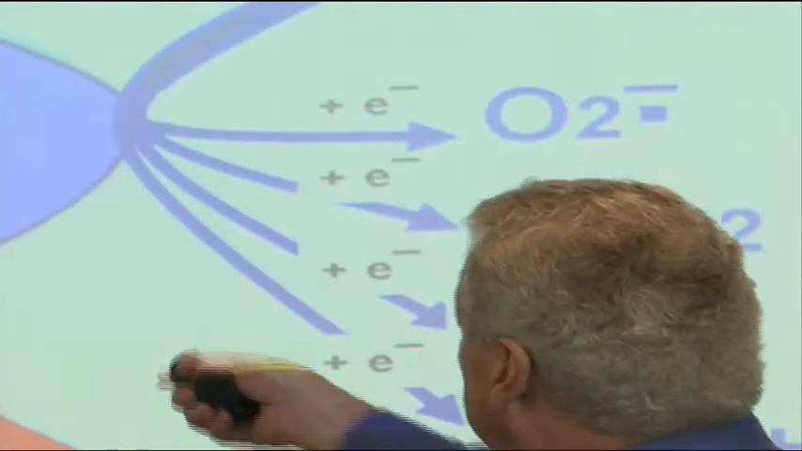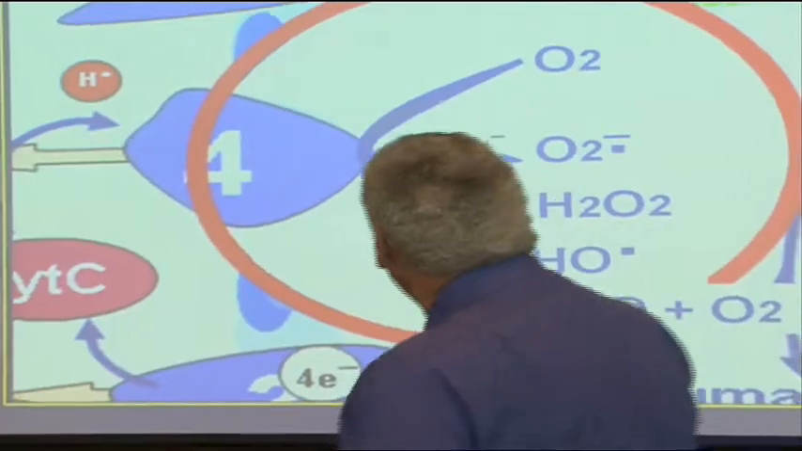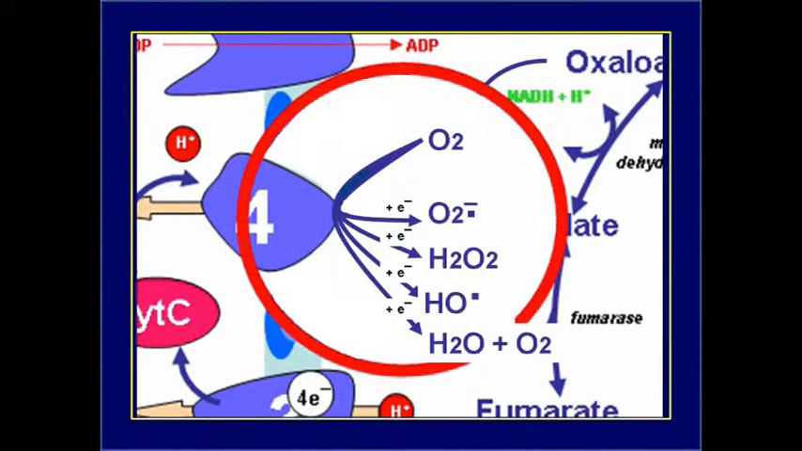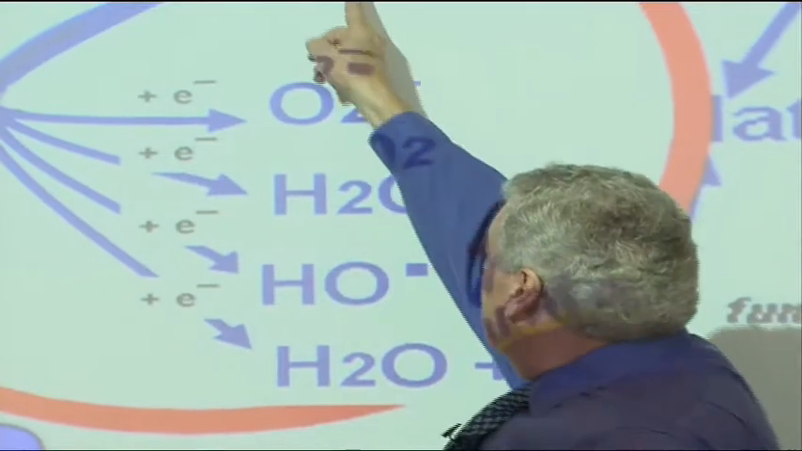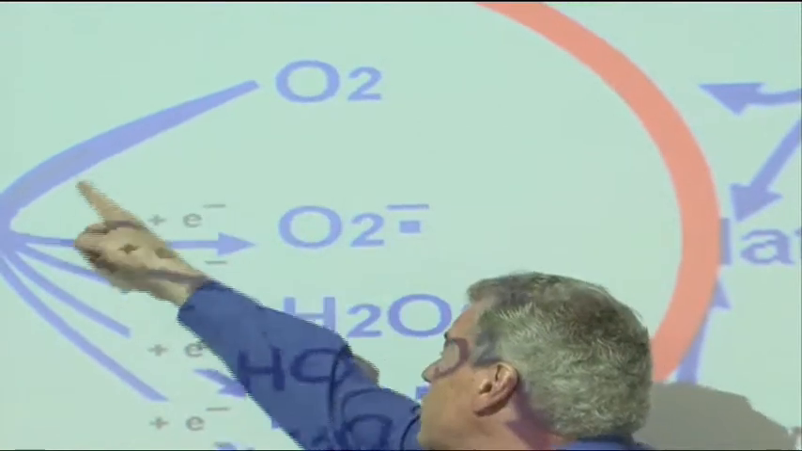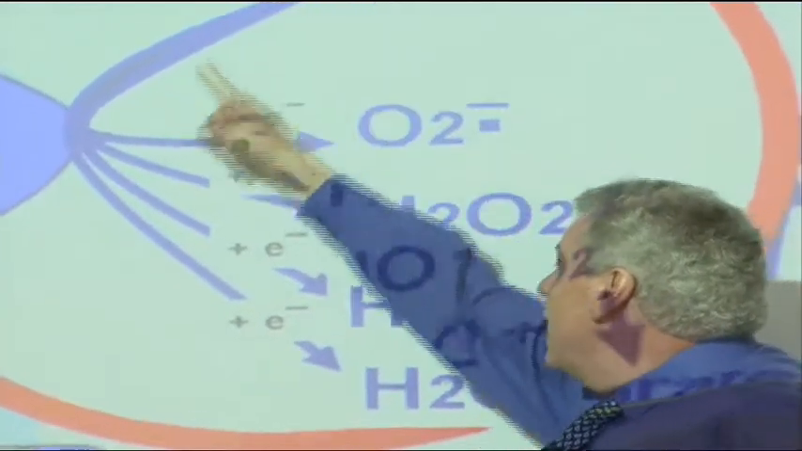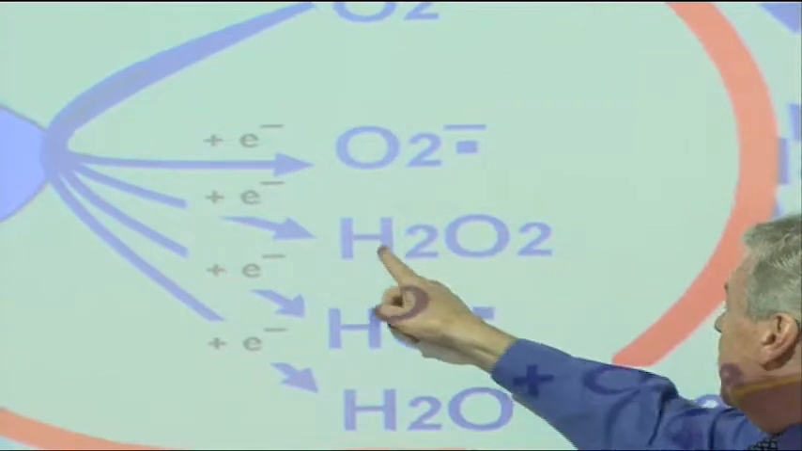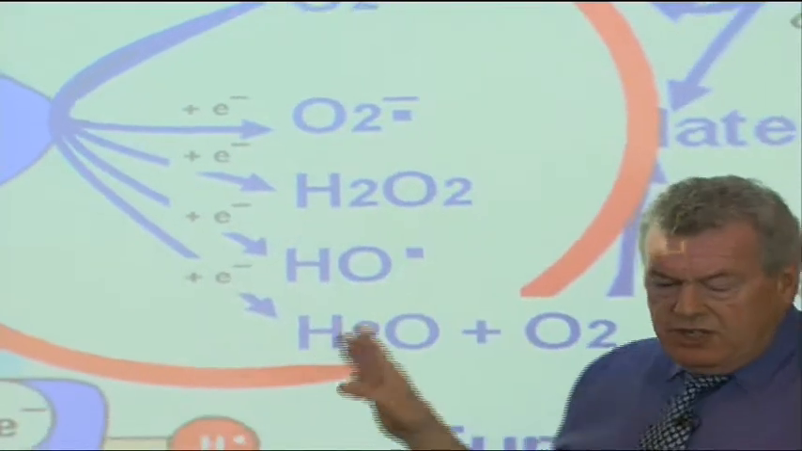So if we blow up complex 4, we see we have molecular oxygen going in, and normally this is reduced by the addition of 4 electrons. So when we add univalently, which means 1 electron at a time, we produce superoxide. This is oxygen, O2, with a dot. Okay, a dot means an extra electron. When we add 2 electrons to oxygen, we get H2O2, which is hydrogen peroxide.